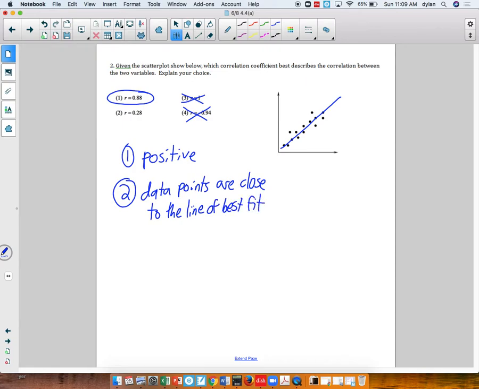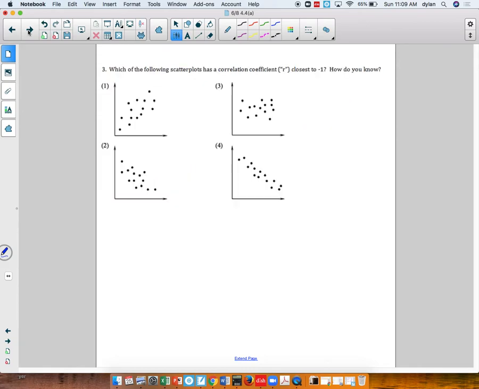So those are the 2 things I'd be looking at if I was doing this problem. So let's look at another. Which of the following scatter plots have a correlation coefficient closest to -1? So again, I want you to try this and then resume the video when you think you've got the answer.